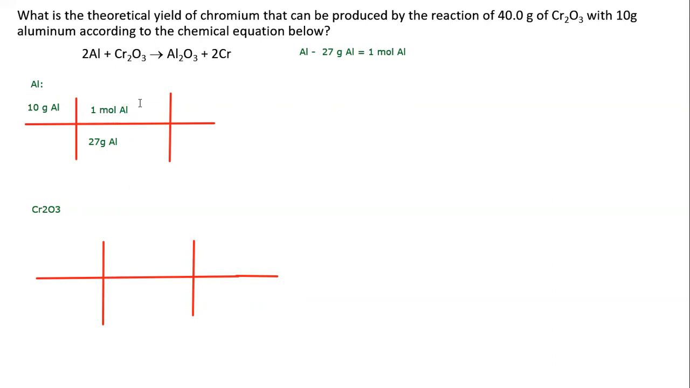We want to convert it to moles of chromium. So we're going to look at the balanced chemical equation. 2 moles of aluminum gives us 2 moles of chromium. So the mole ratio here is 2 to 2. Set that up. Again, aluminum goes on the bottom because we're starting with aluminum on the top left. And now we can determine the moles of product produced by aluminum.